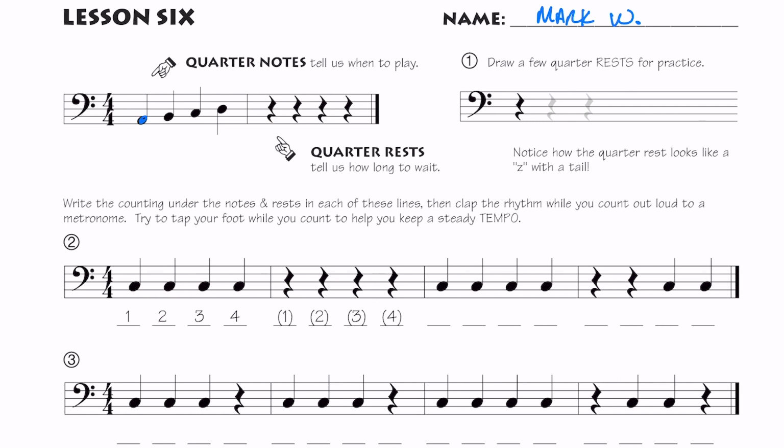So here's the quarter notes. We know they are note heads with a stem. A quarter rest looks like a Z with a tail. So if I think of a Z, but I turn it sideways just a little bit, and then I add a little tail to it, that is a quarter rest. So trace these just to get used to what that looks like, and then draw a few of your own. A sideways Z, not straight up and down, with a little tail on it. That is a quarter rest.